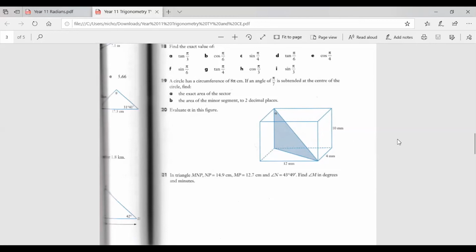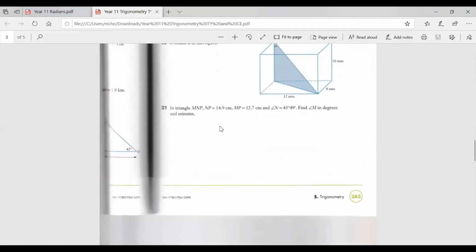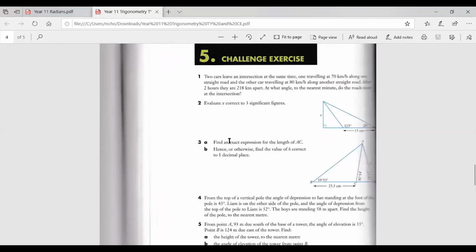I got 51 degrees and 40 minutes. 51 degrees and 40 minutes is perfect. Does that make sense? Yep. All right. Let's go to the challenge exercises.